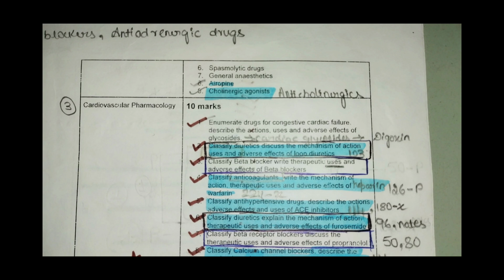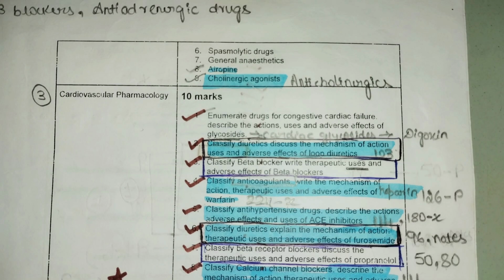Fourth one, classify anticoagulants, write the mechanism of action, therapeutic uses and adverse effects of heparin and also warfarin. Fifth one, classify antihypertensive drugs, describe the action, adverse effects and uses of ACE inhibitors. Sixth one, classify diuretics, explain the mechanism of action, therapeutic uses and adverse effects of furosemide. Seventh one, classify beta receptor blockers, discuss the therapeutic uses and adverse effects of propranolol.